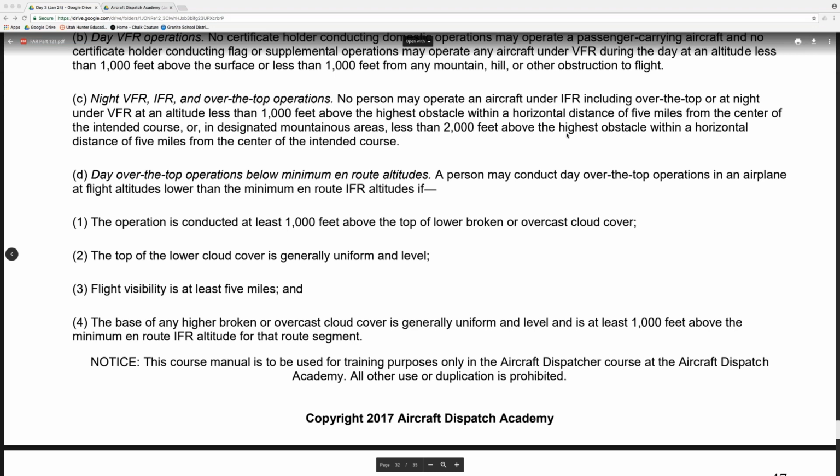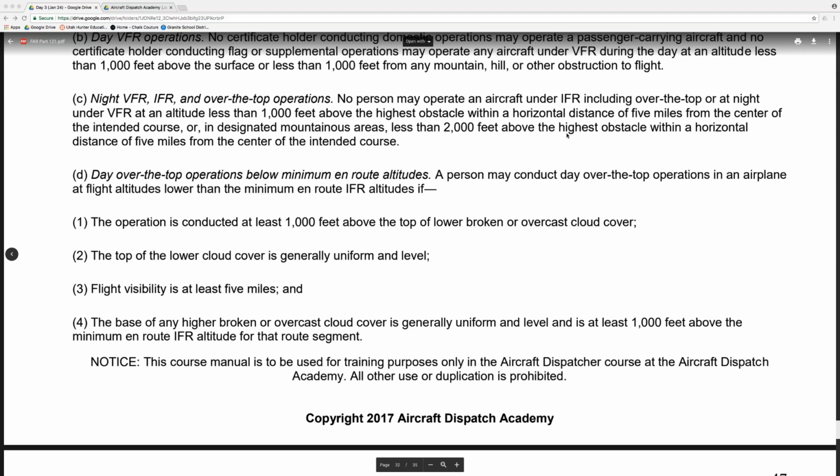Okay. So all that's doing is just opening it up to night VFR. We just increase those minimums. Why do you think it's important to increase those minimum altitudes at night? It's harder to see at night. Yep. Exactly. So let's keep going.